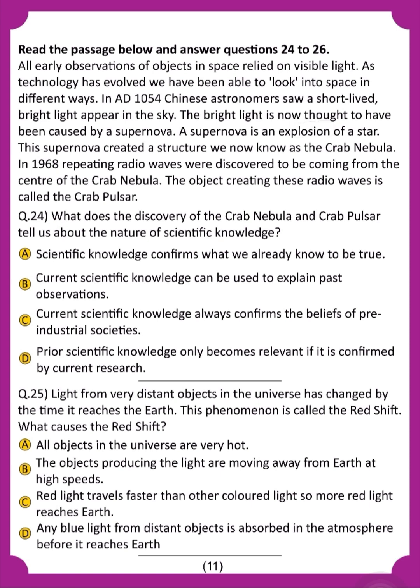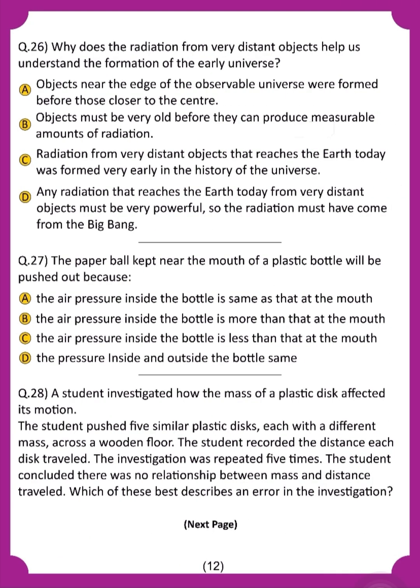Question number 25. Light from a very distant object in the universe has changed by the time it reaches the earth. Now you have to tell that this is called the redshift and what causes the redshift. For that, option number B is correct. The objects producing the light are moving away from the earth at high speed.